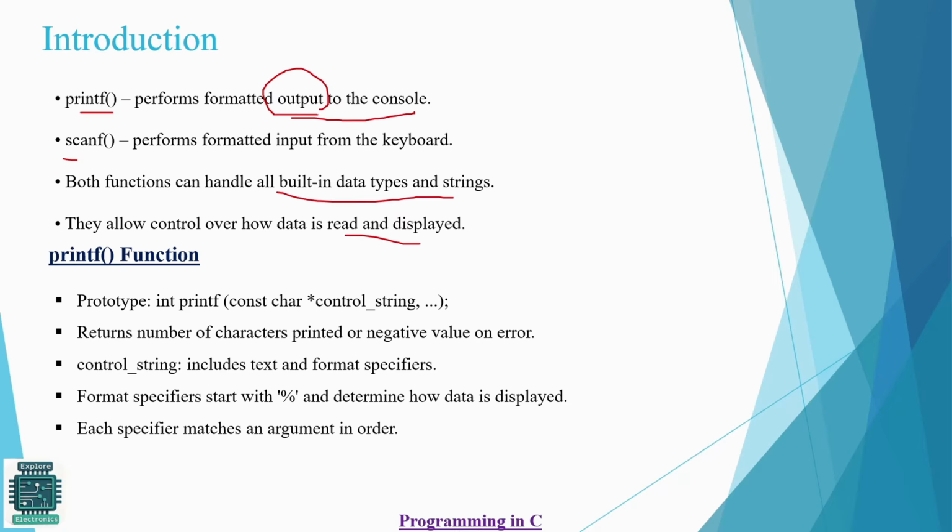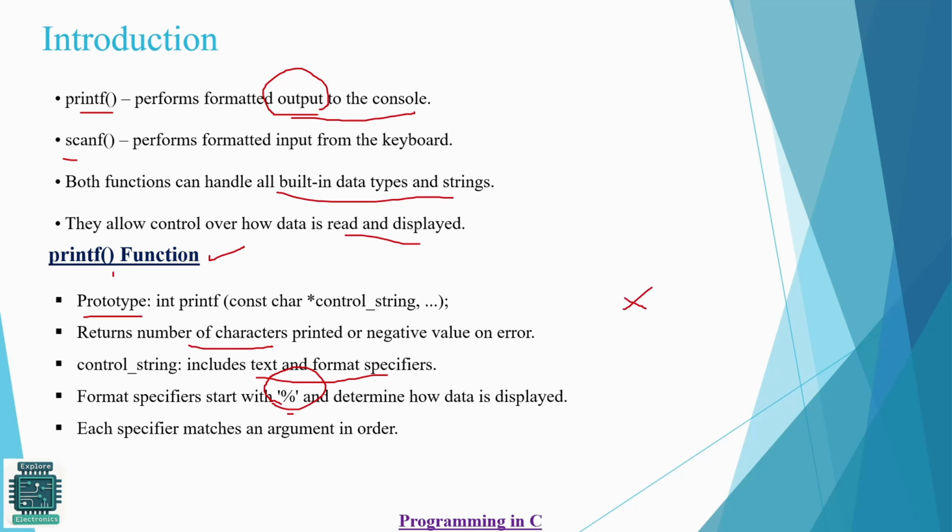Okay, now let's get started with the printf function. This is the prototype showing how we declare the printf function: int printf(const char *, ...), a pointer and a control string. It returns the number of characters printed, or a negative value on error. The control string includes text and format specifiers. Format specifiers start with the percentage symbol and determine how data is displayed. This is the symbol we use for a format specifier.